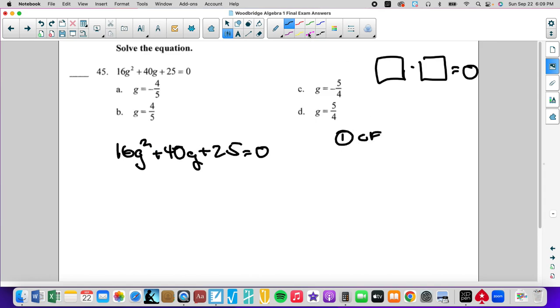Sorry, is it in standard form? Standard form, yes. Is there a common factor? No. Is it a special case? Is it a binomial square or a difference of squares? Yeah, it's a binomial square.